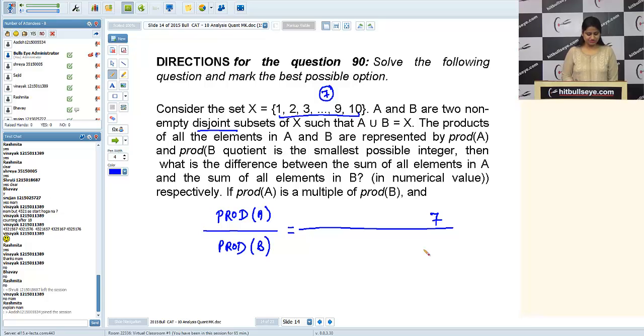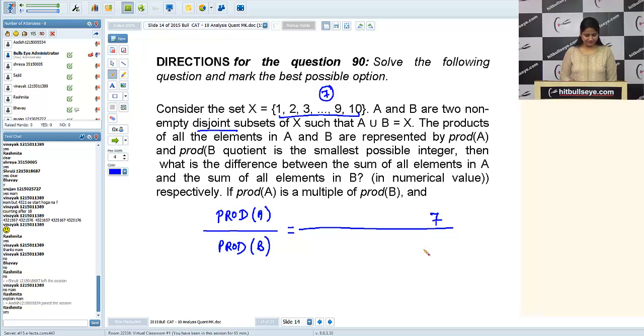Is it okay, Rashmita? Clear? Okay. Because we don't have any other multiple of 7, we'll take 7 in the numerator only. Because if you take 7 in the denominator, then it will not be a multiple of product of B. So we'll take 7 here. So if we go random, since the quotient should be smaller, I'll try to make this the quotient only. So that was a hit and trial only.